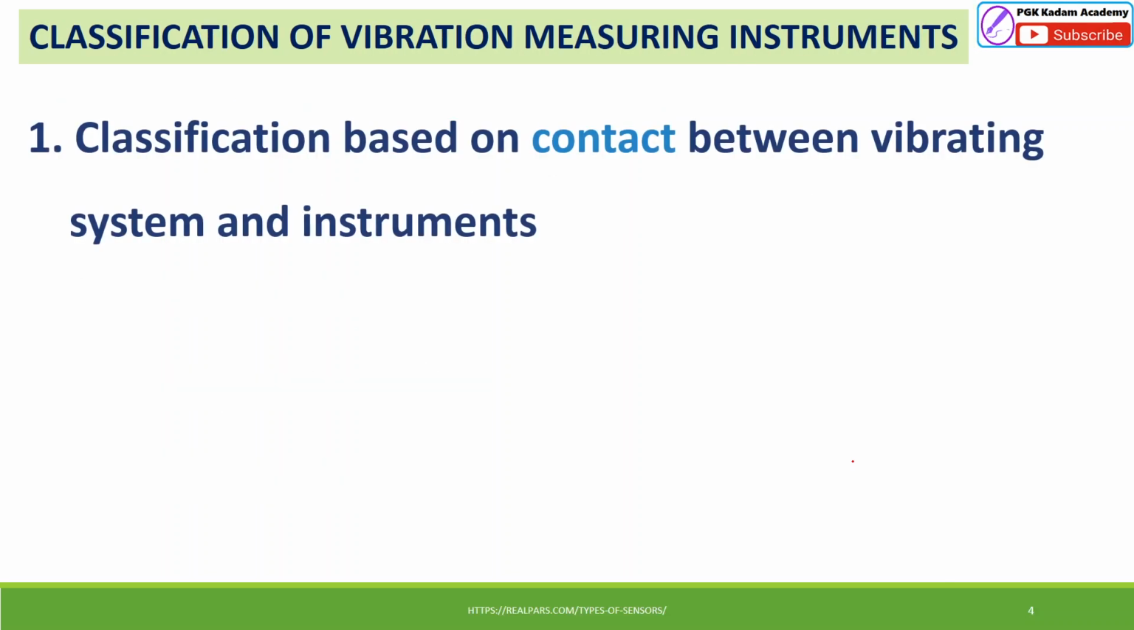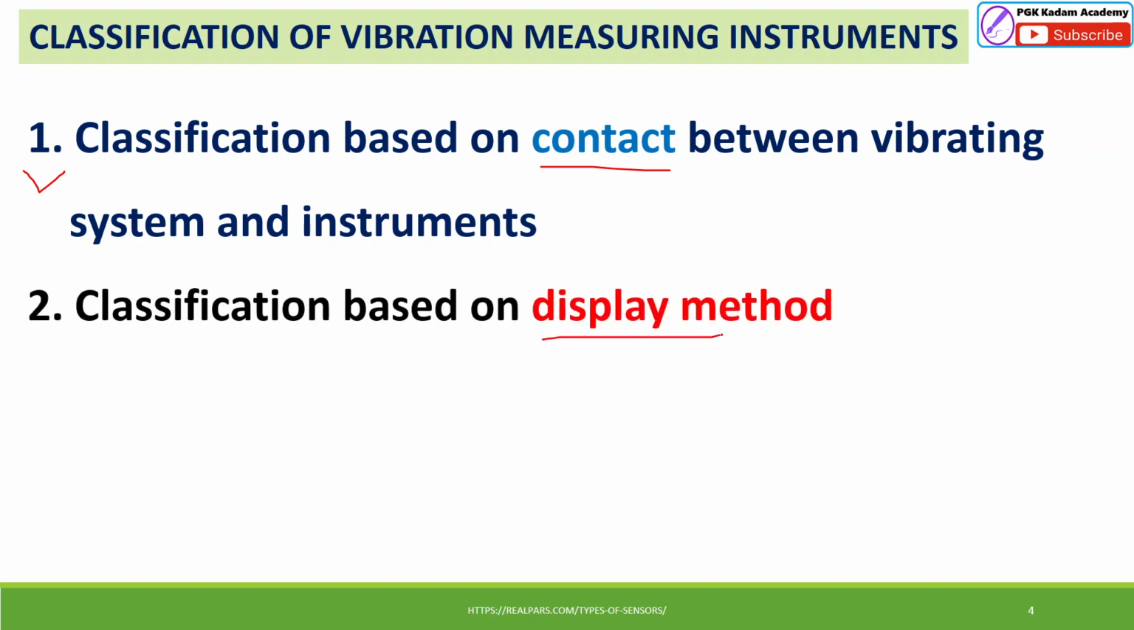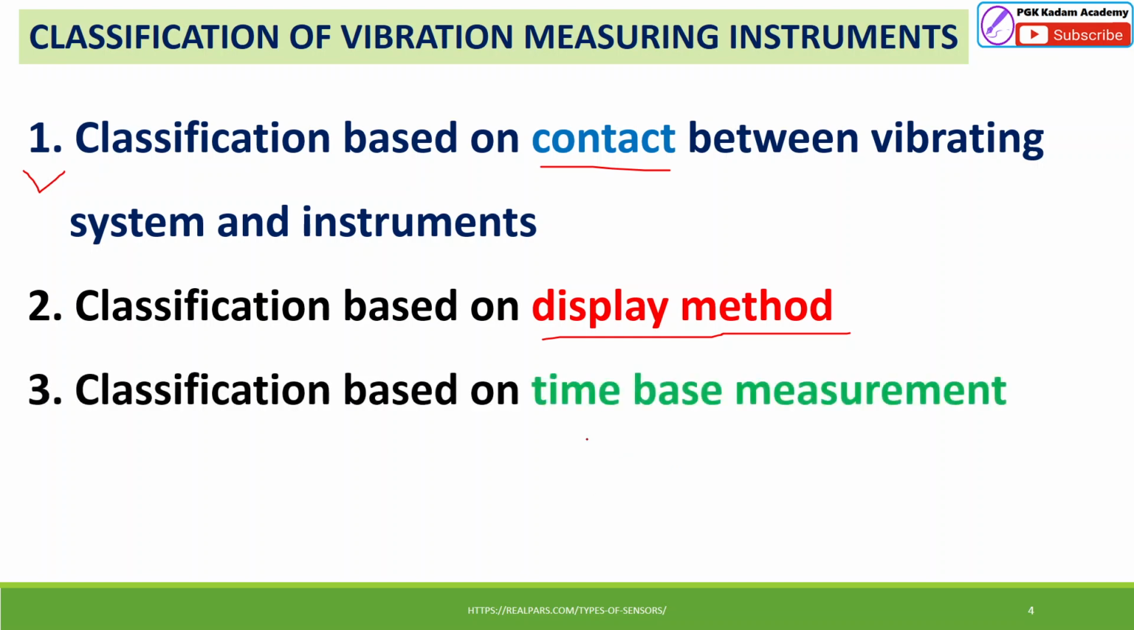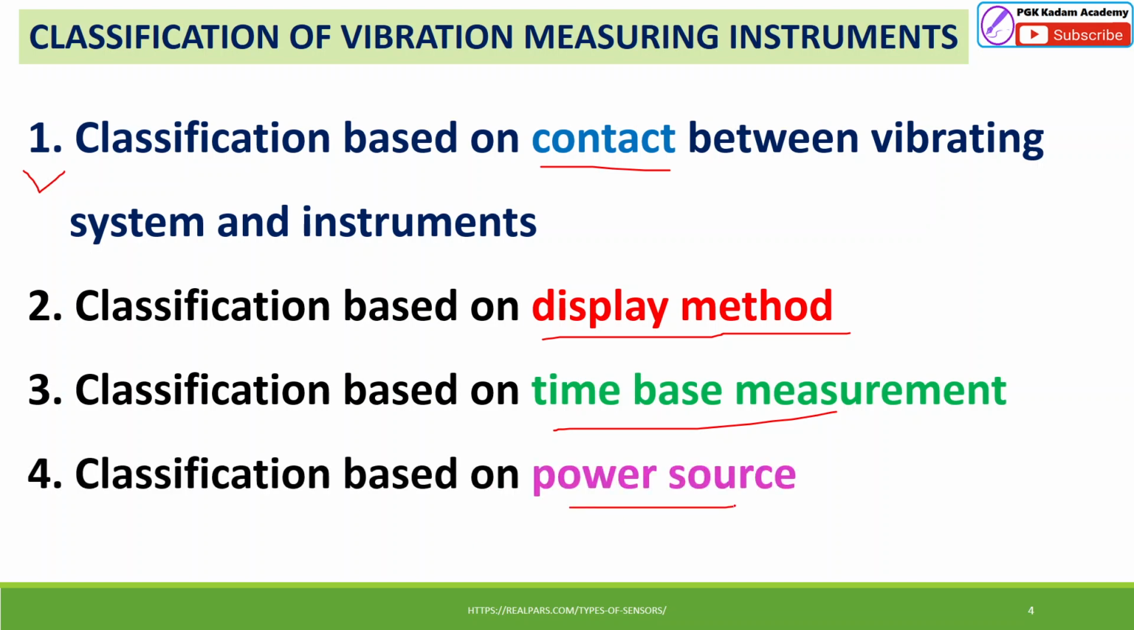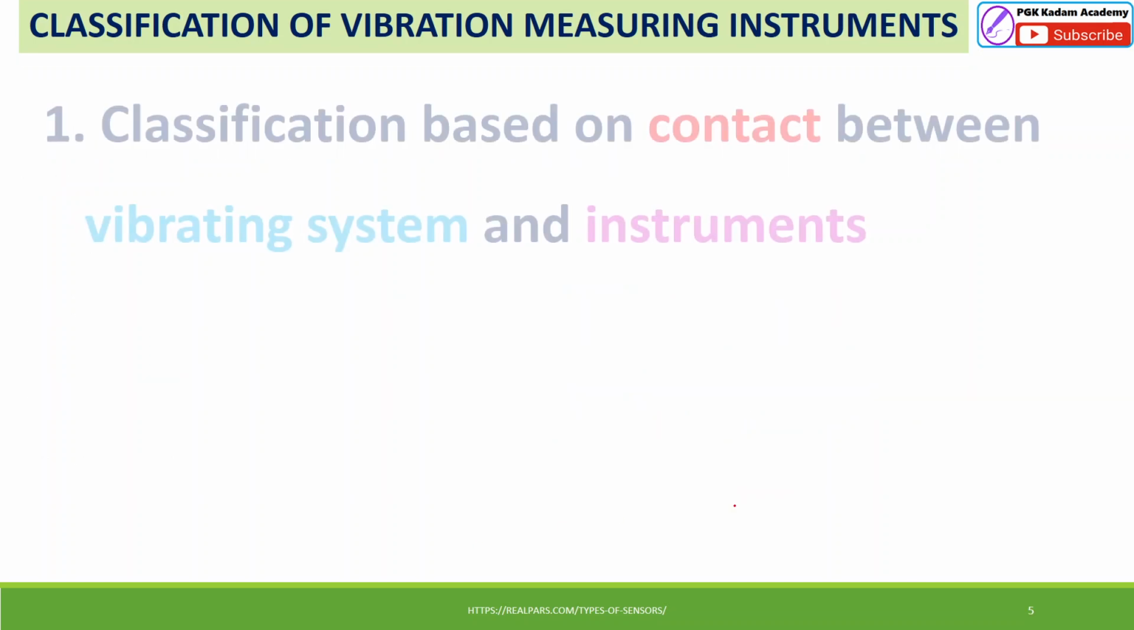These instruments are classified based on the contact between the vibrating system and the instrument. The first classification is based on contact type. The second classification is based on the display method. Then there is a time-based measurement classification and a power source classification. We'll see them one by one.